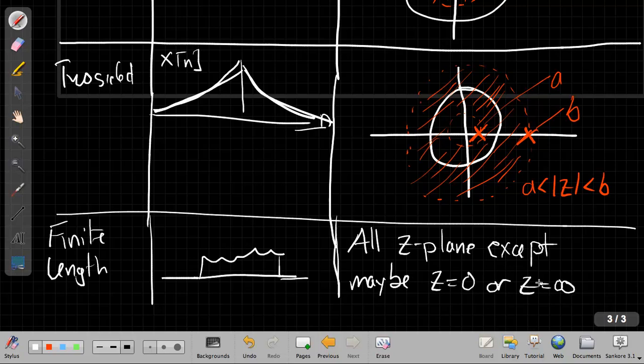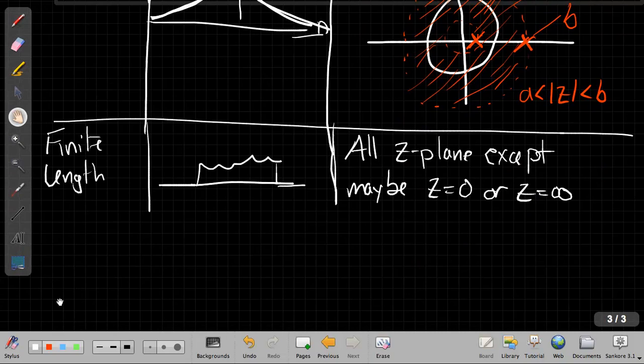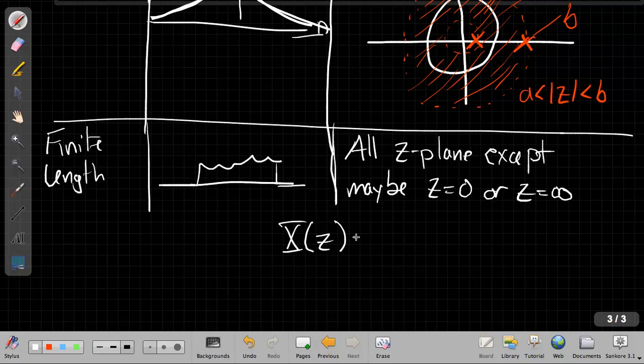So for a finite length signal, the only poles can be z equals zero or z equals infinity. And that sort of makes sense if we remember the definition of the Z-transform. Let me scroll up and just sort of tuck it in here at the bottom. Remember we said that X of Z equals the sum as n goes from minus infinity to plus infinity of X of n, Z to the minus n.